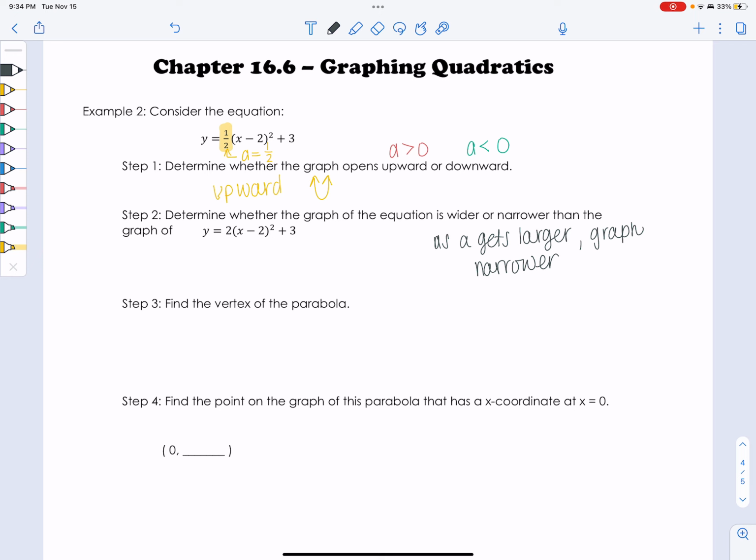And so comparing, it says determine whether the graph y equals 1/2 times (x minus 2) squared plus 3 is wider or narrower than the graph y equals 2 times (x minus 2) squared minus 3. So this A is 2. And so this graph, my original graph, is actually going to be wider than that graph, the new graph. And I wanted to show you that.